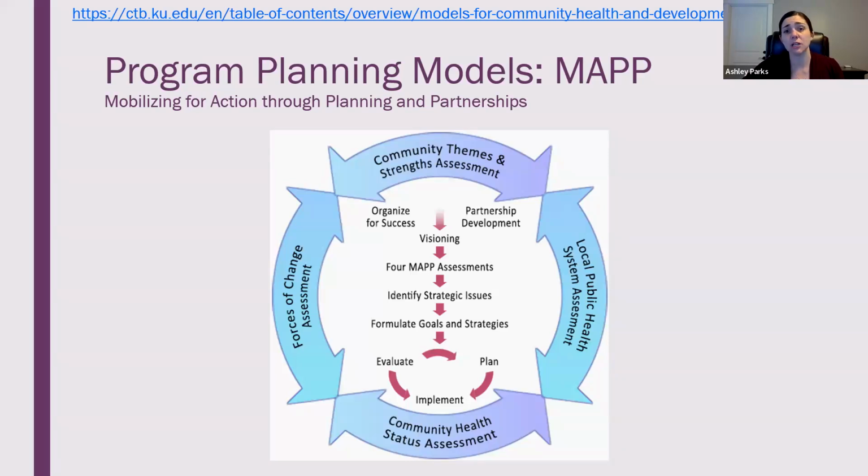And then we look at the community health status assessment, which we already talked about. Those are all the health issues, health concerns, where we're currently at with our health, which is different from the themes that are important to us and our strengths at the top. And then we have something called the forces of change assessment.